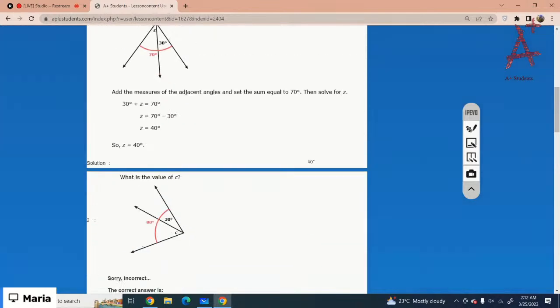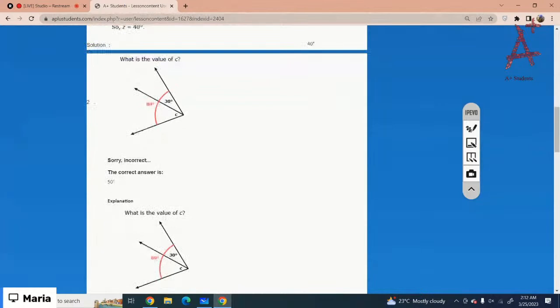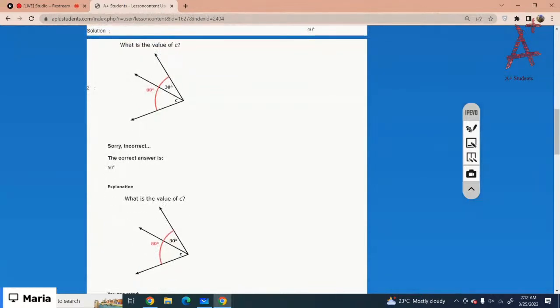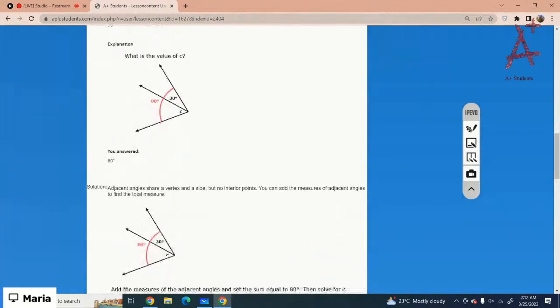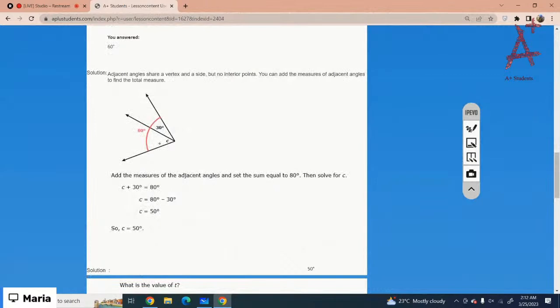Okay, the next one is what is the value of C? You need to calculate the value of C. So we know that C plus 30, the sum of both the angles, equals 80 degrees. So 30 plus C equals 80 degrees. So you need to move 30 to the other side to calculate the value of C. So it would be 80 minus 30 equals 50 degrees. Got it?